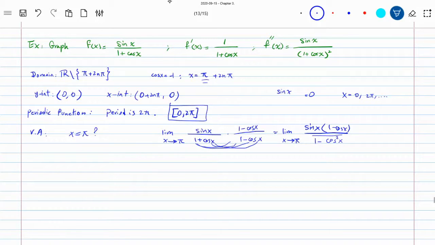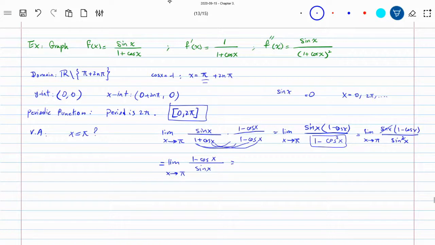The identity for 1 minus cosine squared x is sine squared x, the Pythagorean identity. So we have sine x times 1 minus cosine x divided by sine squared x, as x approaches pi. Now, can I simplify it? You can cancel out one of the sines. The whole purpose was to get rid of one of these, either in the numerator or the denominator. So what we got is the limit of 1 minus cosine x divided by sine x as x approaches pi.